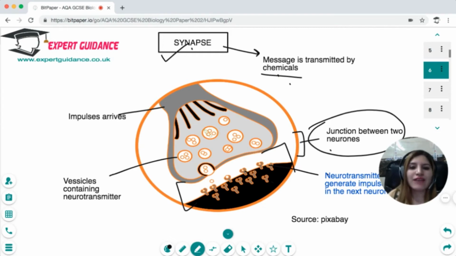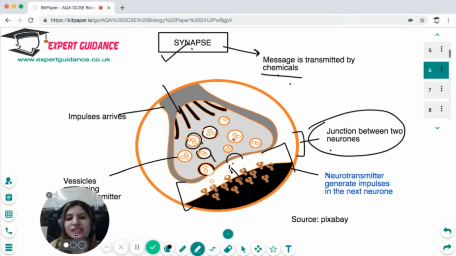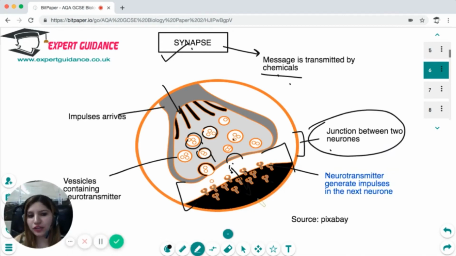So what we have is, at the end of one of the neuron, we have the vesicles, which contains this neurotransmitter. Whenever the electrical impulses arrives, these vesicles are forced to fuse with the membrane, release the neurotransmitters into the synapse. This neurotransmitter is taken up by the receptors of the other neuron, and it produces electrical impulses on the other neuron. Okay, so you should know what is a synapse and how synapse works, and this diagram is important.